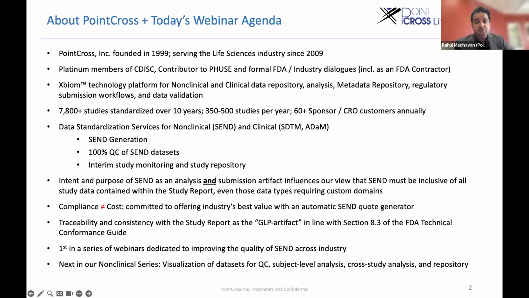So in closing, our pursuit of perfection sees a perfect overlap in the Venn diagram between the contents of the study report and the electronic SEND data set that's being used for submission and analysis. And we believe that doing so meets the intent and the letter and the spirit of the FDA's technical conformance guidelines. And we believe that we can do so without a significant cost burden to the industry.